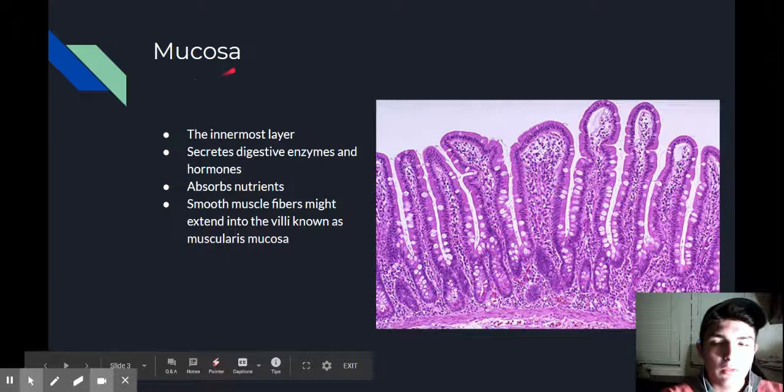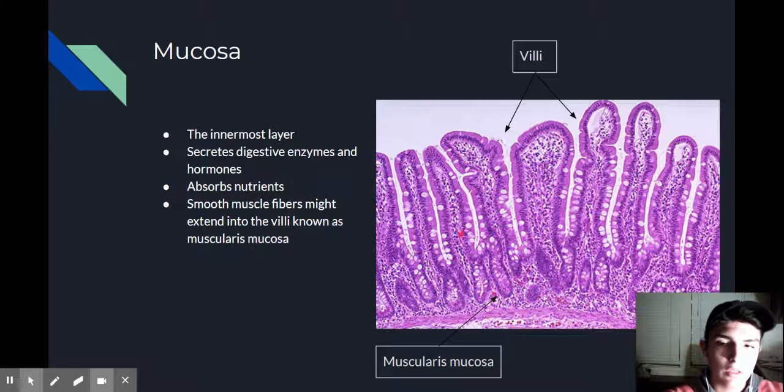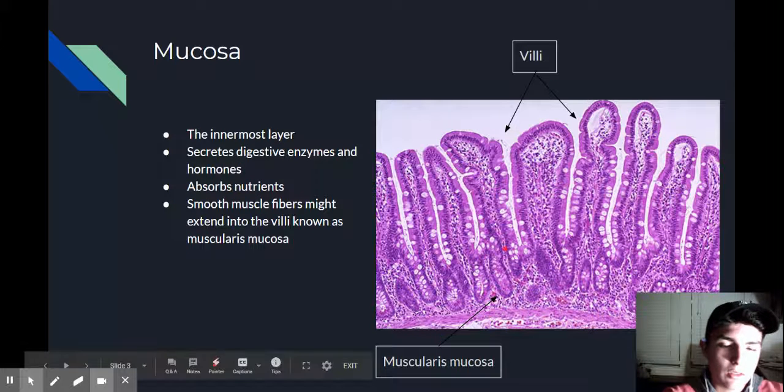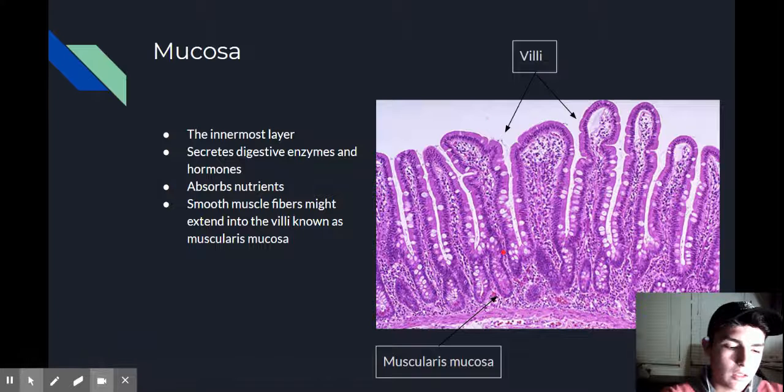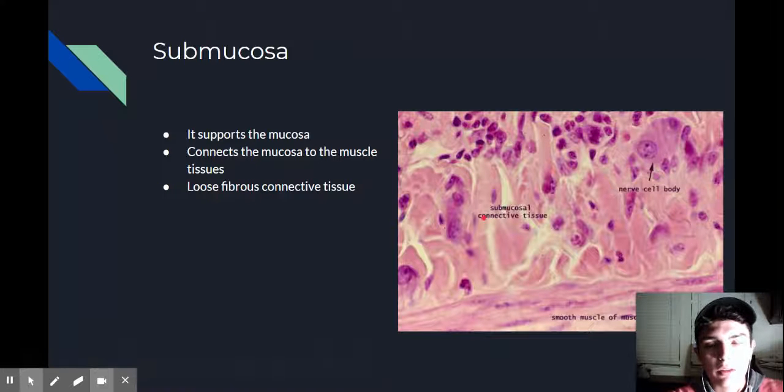Okay, the first tissue, which is the innermost layer, we have the mucosa, and it secretes digestive enzymes and hormones. It is also responsible for absorbing nutrients, and in this picture we can also see the villi and the muscularis mucosa. So essentially what the muscularis mucosa are, it's just smooth muscle fibers that extend out into the villi right here.